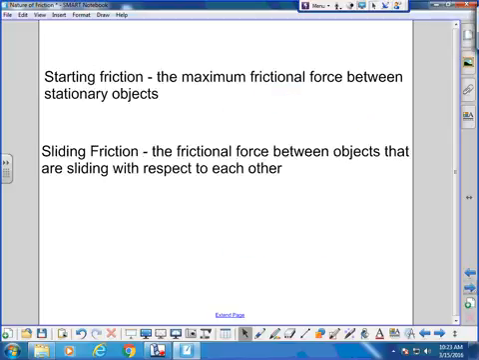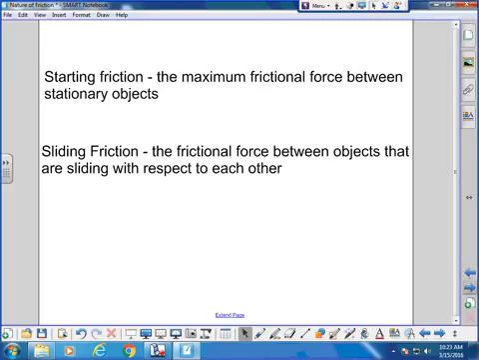Okay, this you do need to know. Starting friction is the maximum frictional force between stationary objects. It's in there. If you want to be highlighting as you go, or write it down, it's really up to you. I'm just summarizing what's in that reading. You're not going to find it written down exactly like that. You might have to go searching and highlight it, or you can just jot it on the side. It's really up to you.